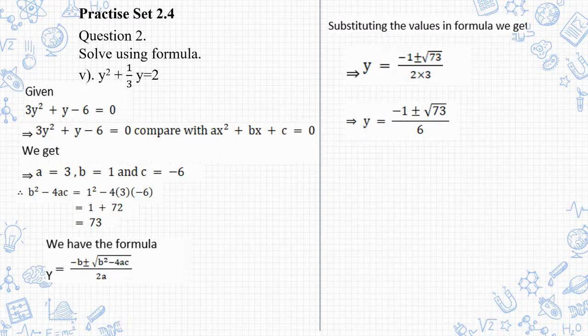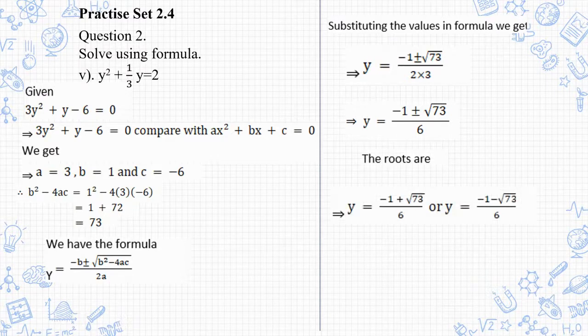Now you just separate it. So the roots of this quadratic equation are y equals minus 1 plus root 73 upon 6, or minus 1 minus root 73 upon 6.